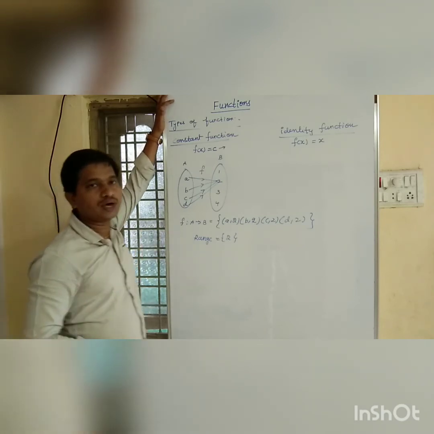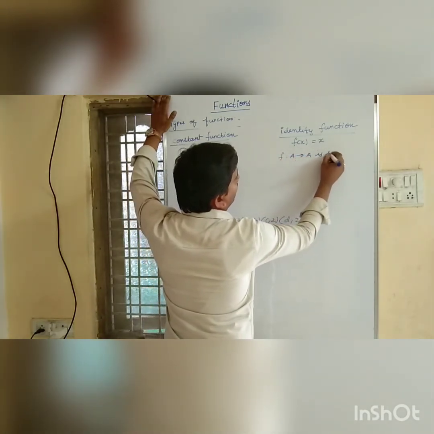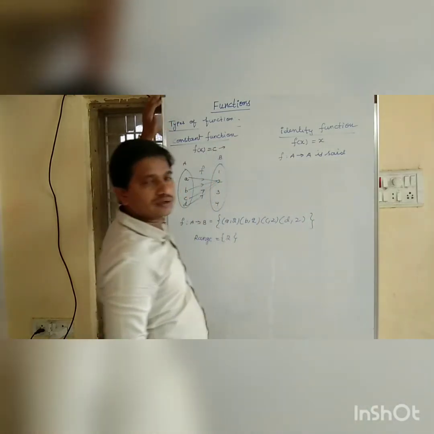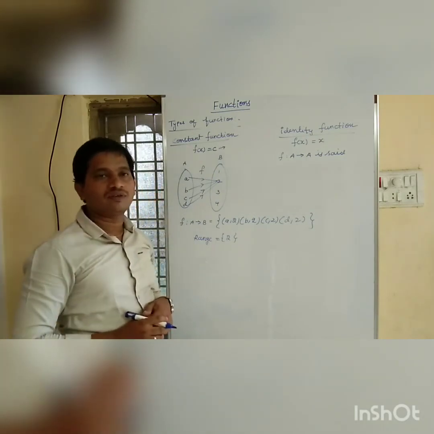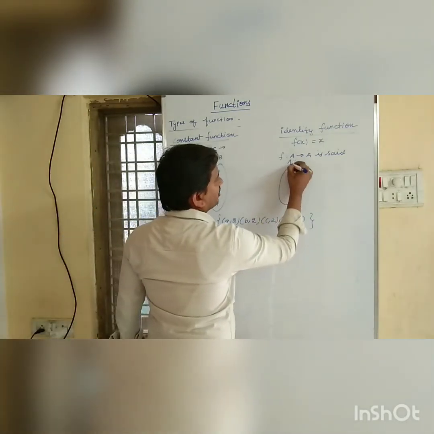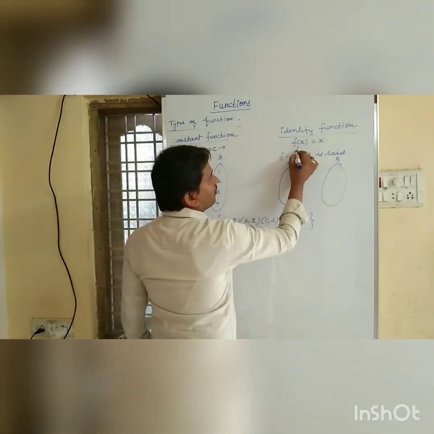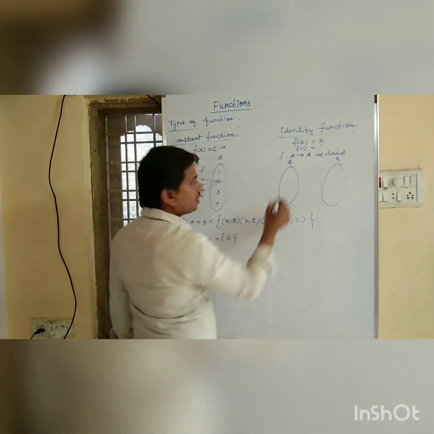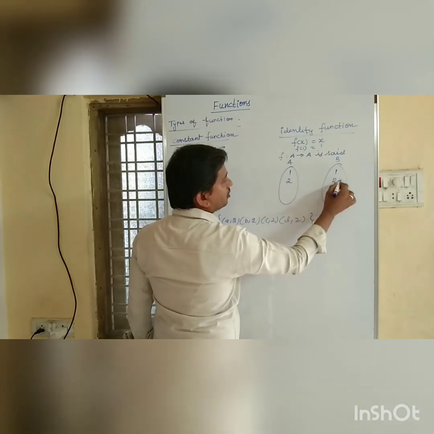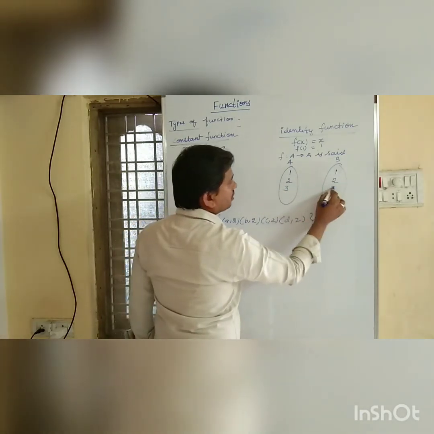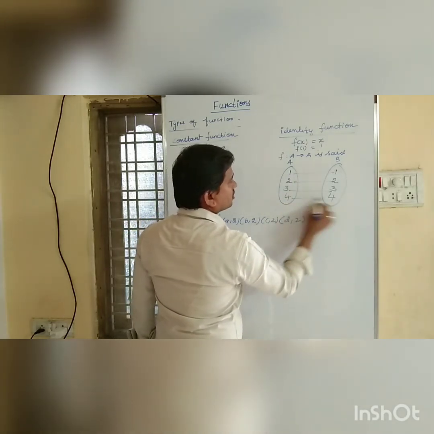Right? Now coming to identity function. F maps A to A is said to be identity function. Then f of x is equal to x, children. For example, consider a set A and set B. If you take, for example, f of 1 is equal to 1 only. For example, f of 2 is equal to 2 only. F of 3 is equal to 3 only. F of 4 is equal to 4 only. See? So this is called what?